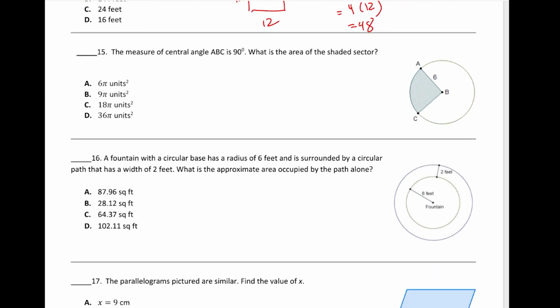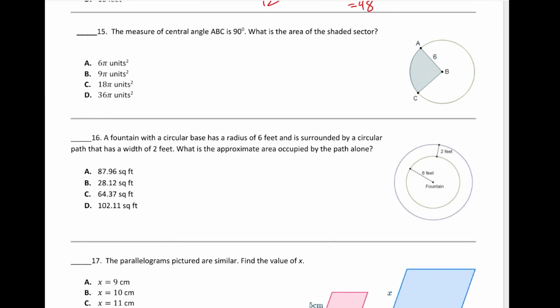Number 15 says the measure of central angle ABC is 90 degrees. What is the area of the shaded sector? So here we want to take the area of the overall circle, which is pi r squared, and then multiply it by whatever fraction is being shaded in. Since this angle measure is 90 degrees, we're going to multiply that by 90 over 360. So whatever the central angle is, just divide that by 360, and that will essentially tell you what fraction of the area you want. So to get the area of this sector, 90 over 360, that actually reduces to 1/4.